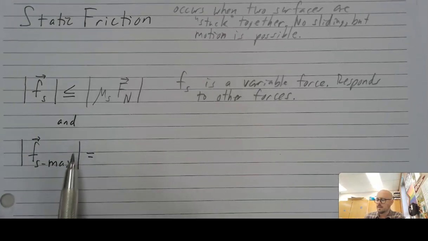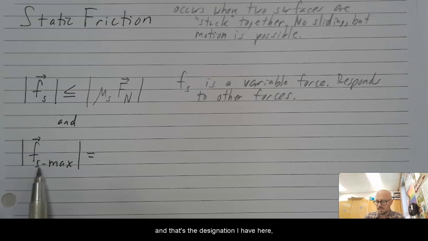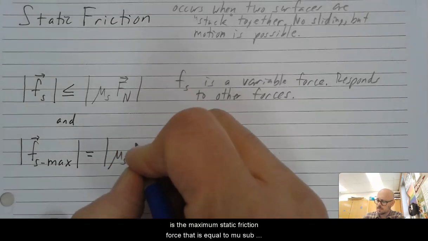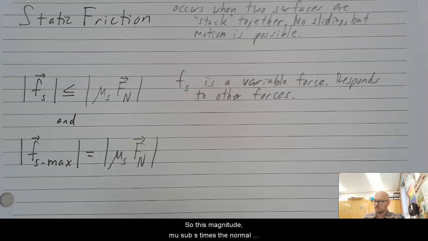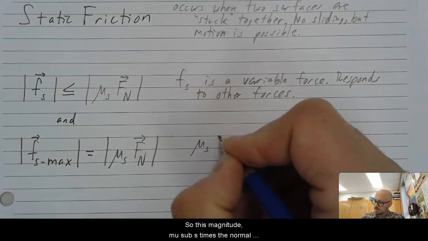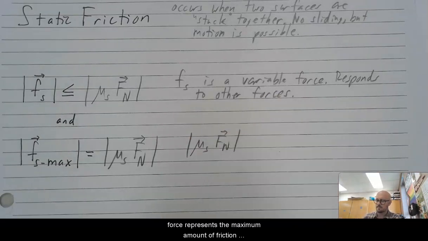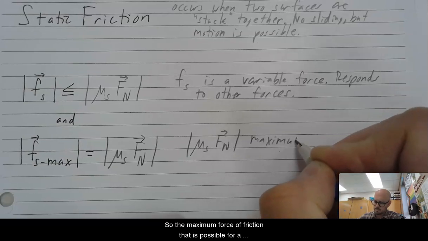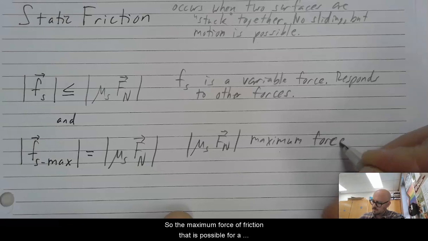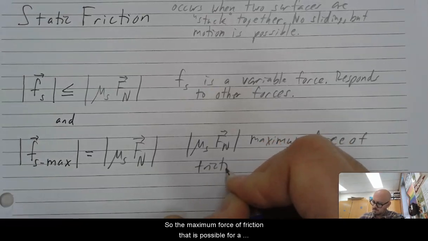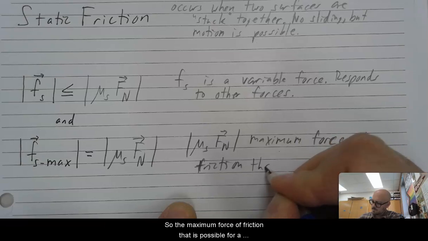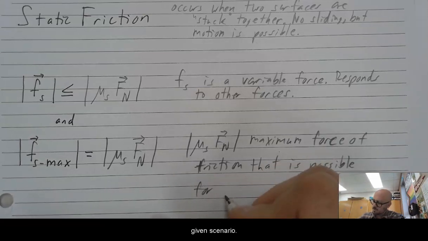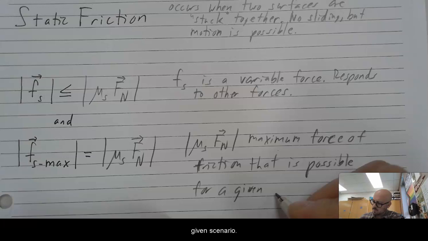So the more applied force there is on an object that's not sliding, the larger the static friction force is to keep it there. However, there is some threshold, and that's the designation I have here: the maximum static friction force that is equal to mu sub s times the normal force. So this magnitude, mu sub s times the normal force, represents the maximum amount of friction that's possible. So the maximum force of friction that is possible for a given scenario.